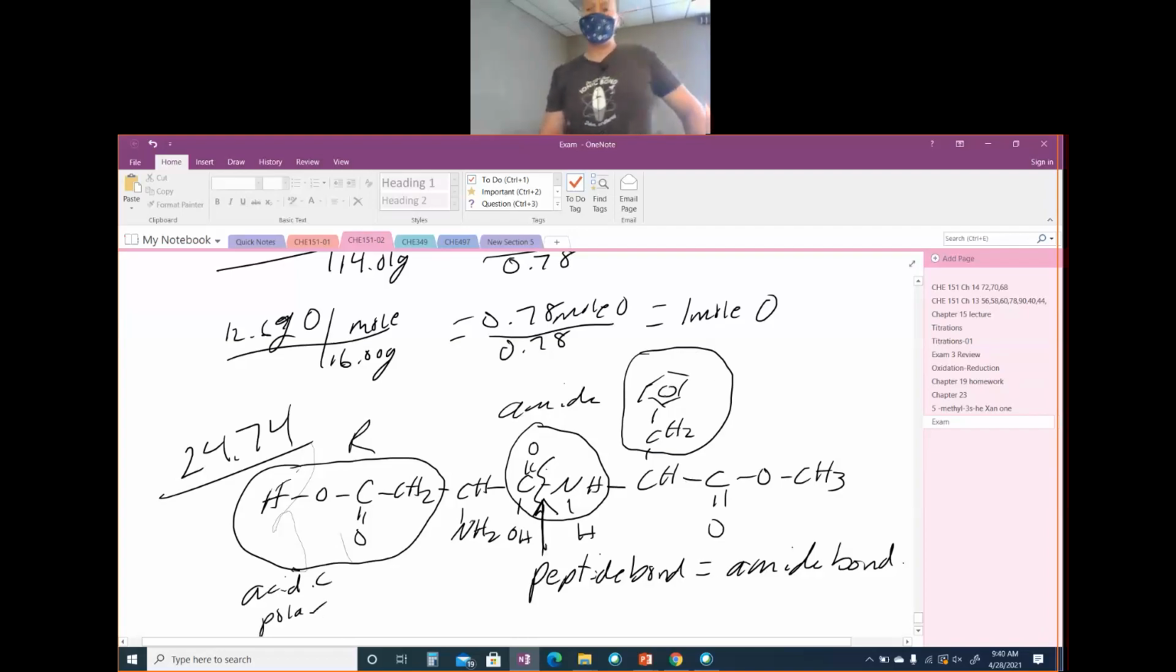This one only contains carbons and hydrogens, so this is nonpolar. And this is phenylalanine. You don't need to know the name of the amino acid, but you have to know that that's the R group, and that's only carbons and hydrogens, and that's a non-polar side chain.